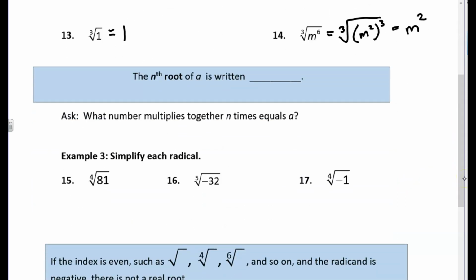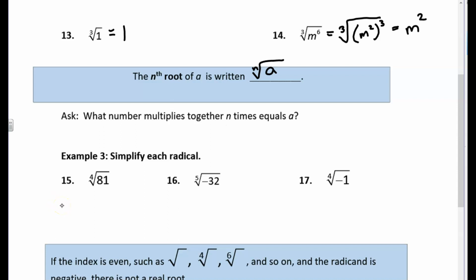The nth root is a new concept for you guys, and we'd write the nth root as the nth root of a. And so let's talk about what that really means. The question is, what number multiplies together n times to equal a? So if I have the 4th root of 81, well, I'm looking for a number that I could multiply by itself 4 times to get to 81.